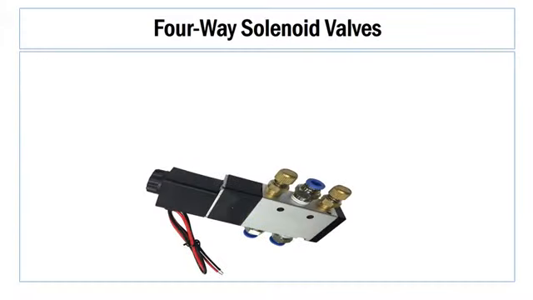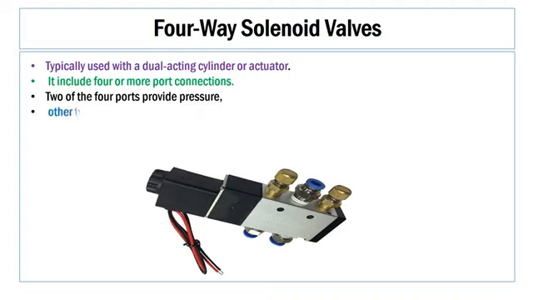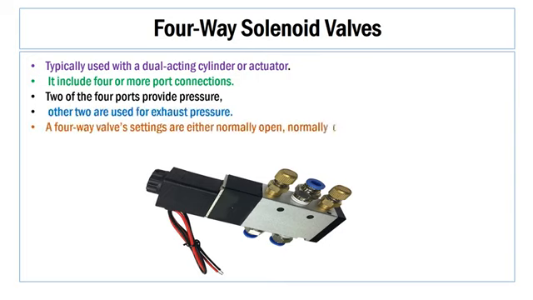Four-way solenoid valve. Four-way solenoid valves are typically used with a dual acting cylinder or actuator, and they include four or more port connections. Two of the four ports provide pressure and the other two ports are used for exhaust pressure. A four-way valve setting is either normally closed, normally open, or universal.